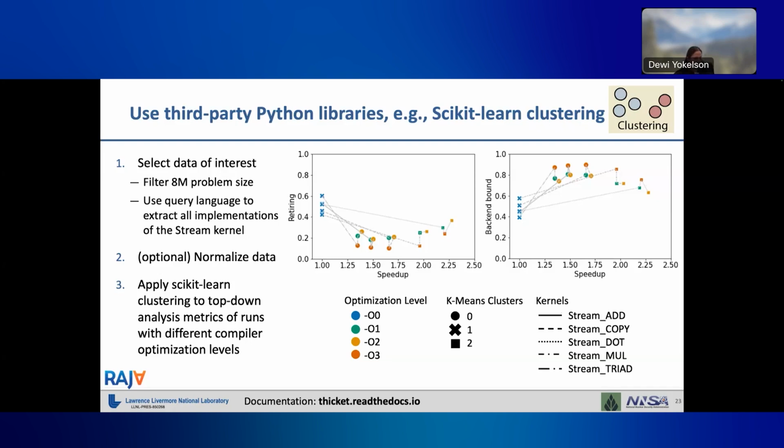So basically what we see here is that the O2 optimization level, which is the yellow, produces the best performance. The speedup here is on the X for all the kernels. So the speedup for the O2 in the yellow is slightly higher in all of these cases for each of the stream kernels. So that's interesting to know which optimization flag is best for these particular kernels.